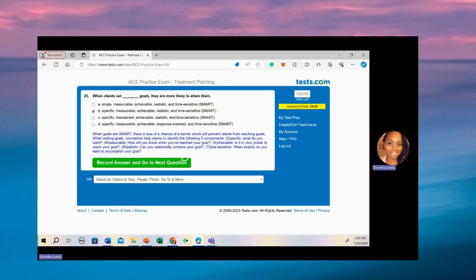When goals are SMART, there's less chance of a barrier, which will prevent clients from reaching goals. When setting goals, counselors can help the clients identify the following 5 components: S, specific, what do you want? M, measurable, how will you know when you have reached your goal? A, achievable, is it within your power to reach the goal? And R, can you realistically achieve your goal? T, time sensitive, when exactly do you want to accomplish your goal?